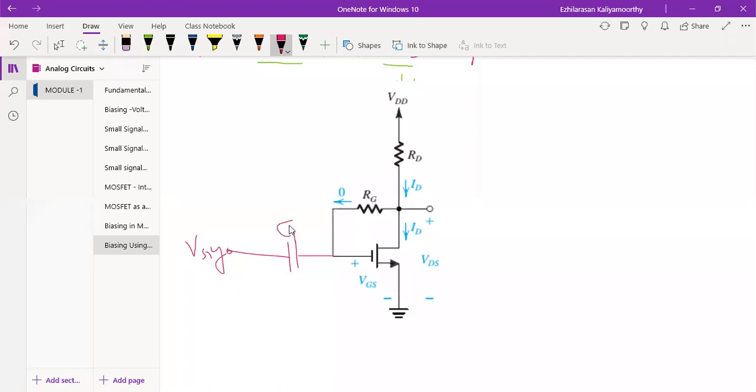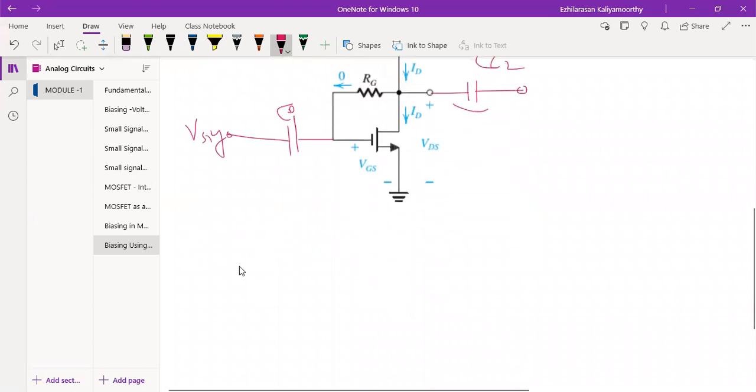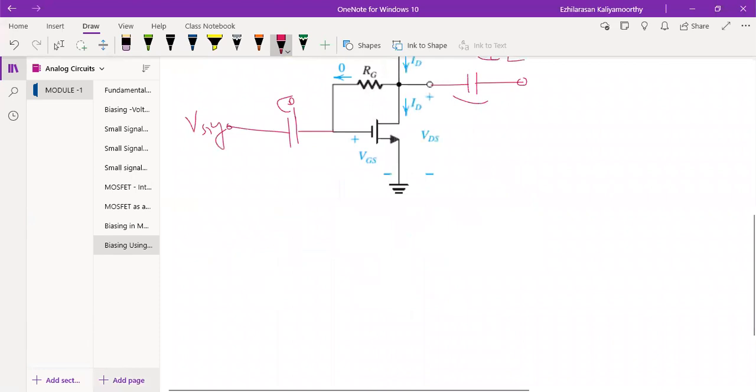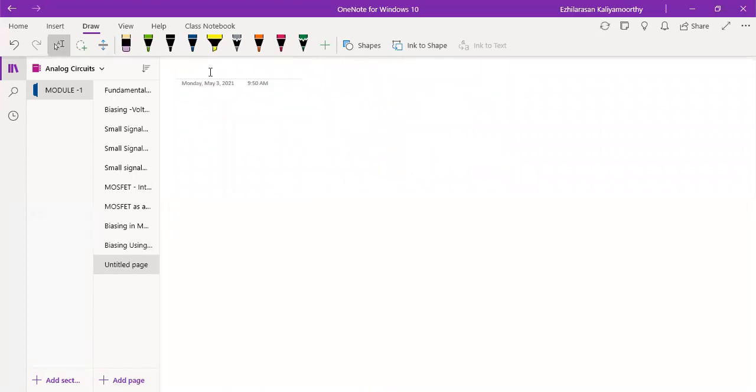That is C1. At the same time, if this circuit is driving another circuit, we'll use one more capacitor at the output, that is C2. So now the amplifier output signal at the drain can be coupled to another part of the circuit, again via this one more capacitor. This is all about biasing.